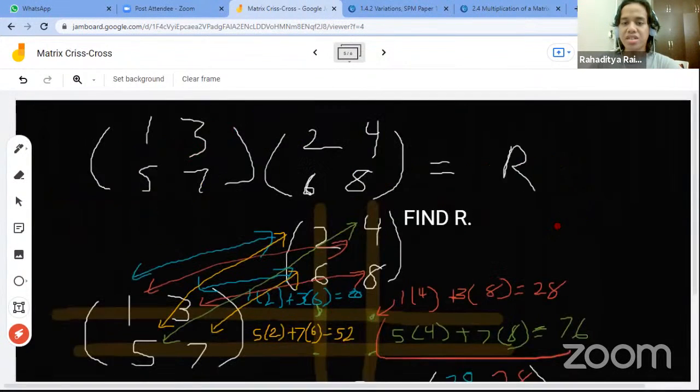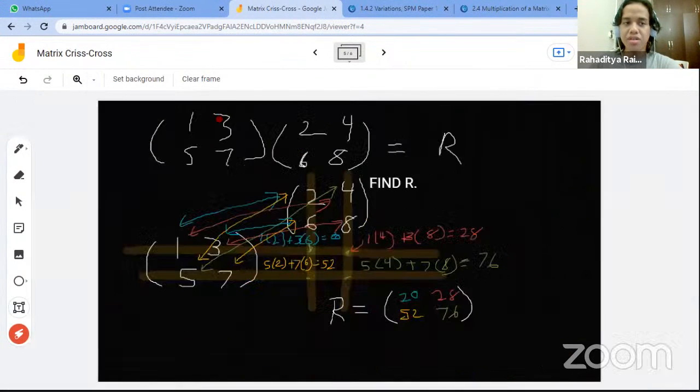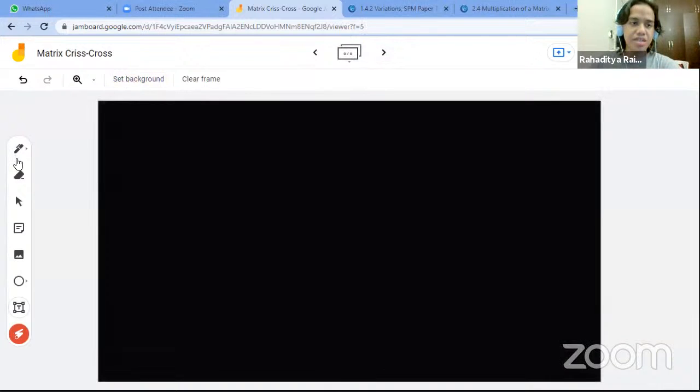Okay, any questions about multiplication of matrices so far? Oh, it's 9:36 p.m. already. Okay, no. Okay, nope. All right, then we shall proceed.